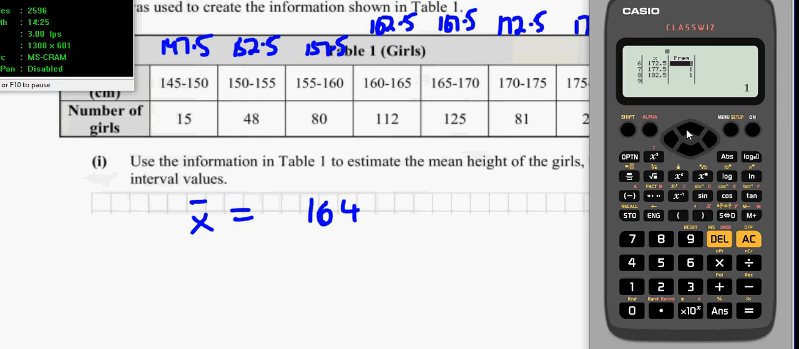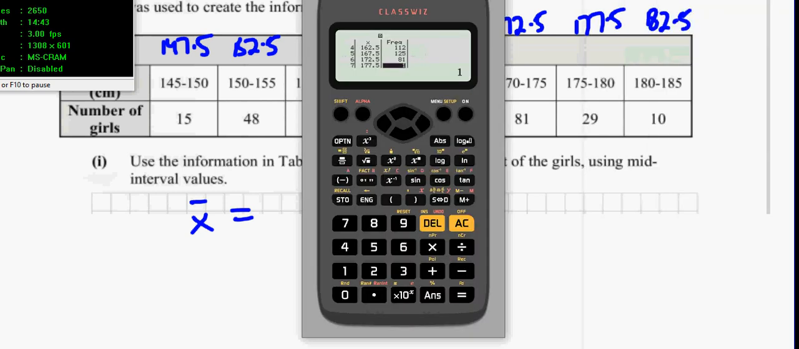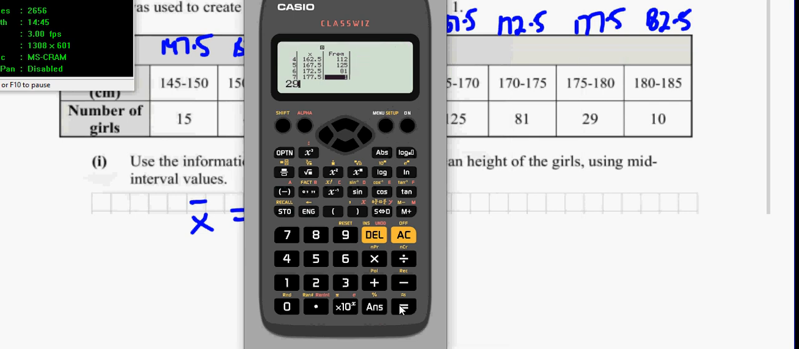And then I have to go up here and enter in how many times each one happens. First one's 15. Wait a minute. 15, 48, 80, 112, 125, 81, 29, 10. All right.